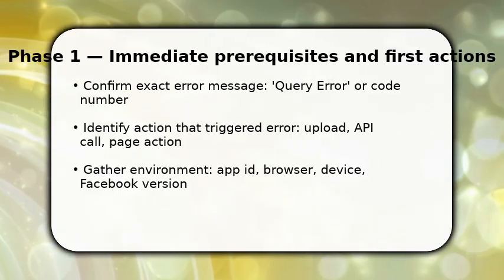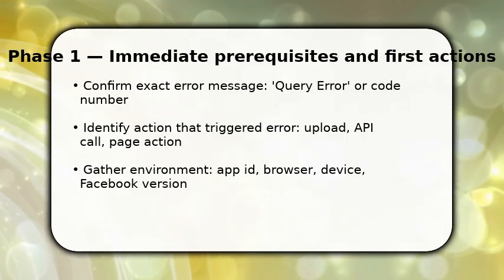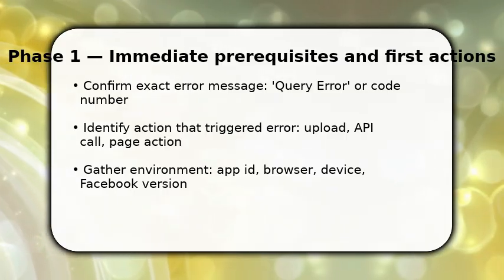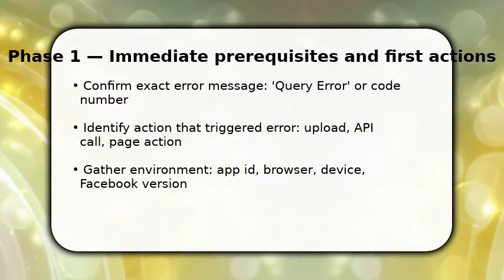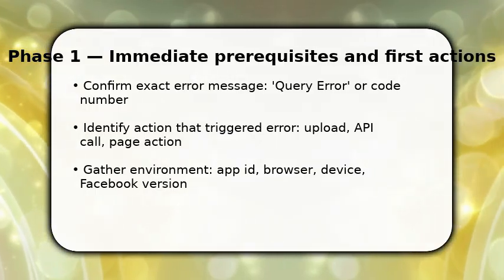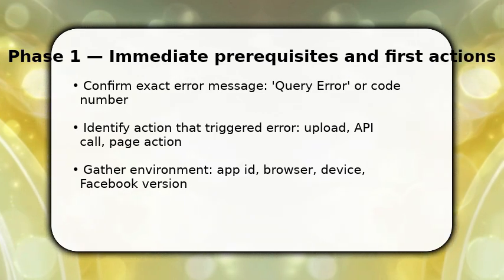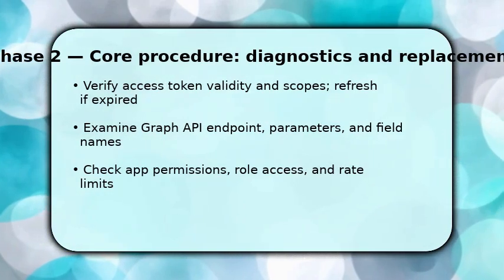If you use an app or API, capture the request payload and headers. Once done, make sure you have app ID, access token status, and account permissions visible. Those values explain many query failures and guide the next fixes. Now dig into the how and why of the failure.